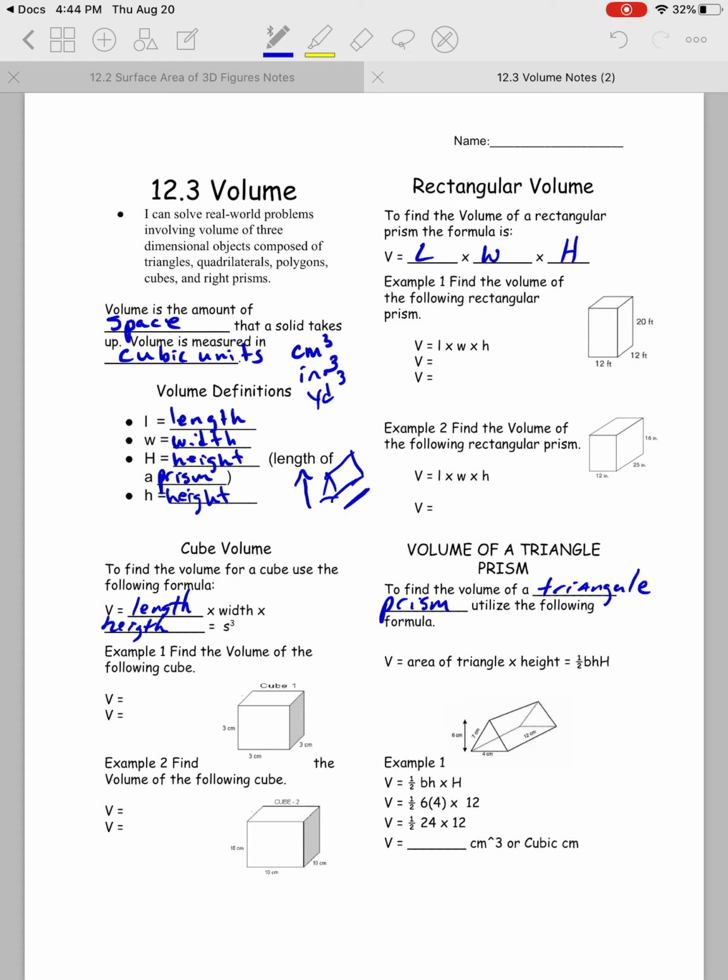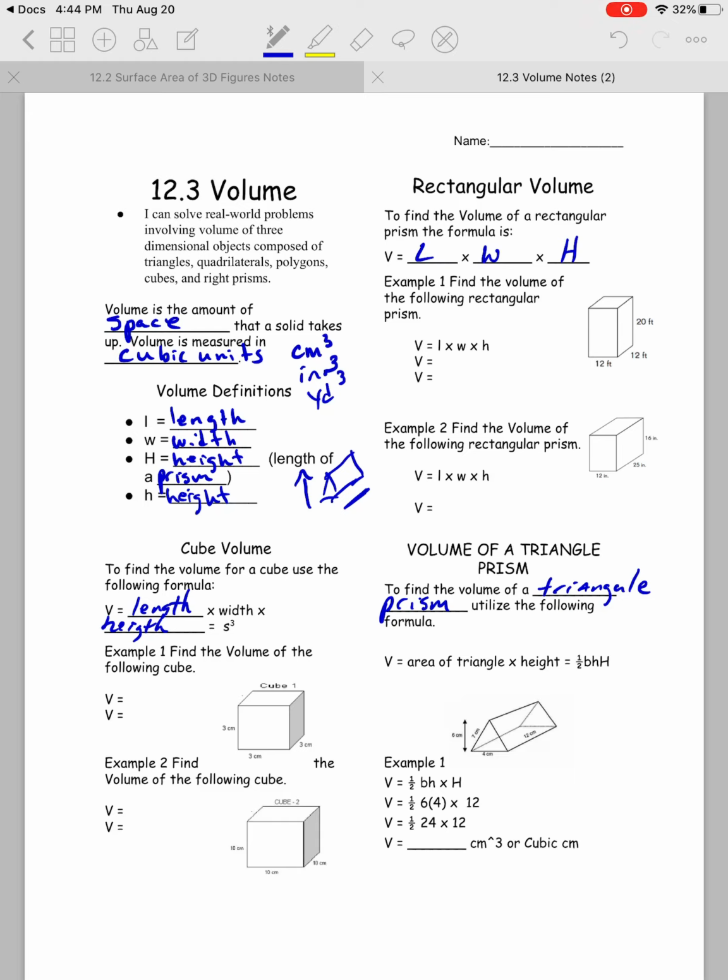Let's look at a cube. The volume of a cube. To find the volume of a cube, use the following formula: length times width times height. In a cube, since all sides are equal, you could also say s cubed or side cubed.